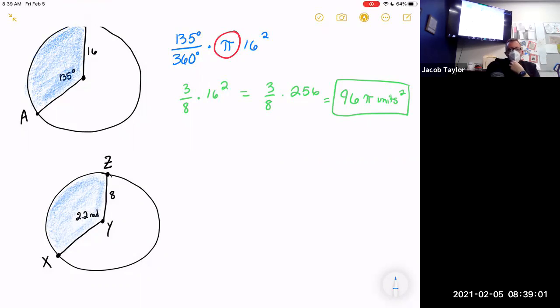So, 2.2 rad. Now, believe it or not, the process here is exactly the same as it was when we used degrees. How much of the circle do I want to find the area of?